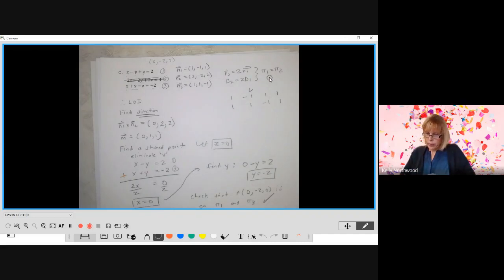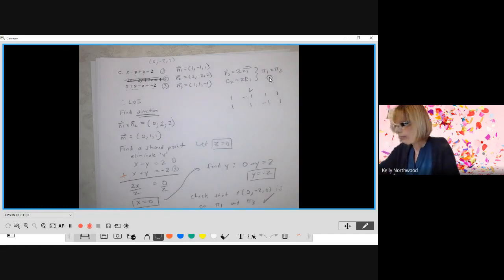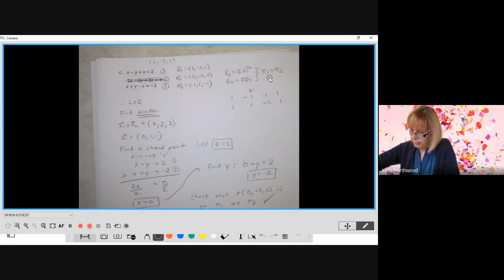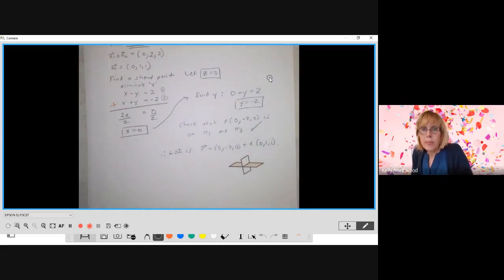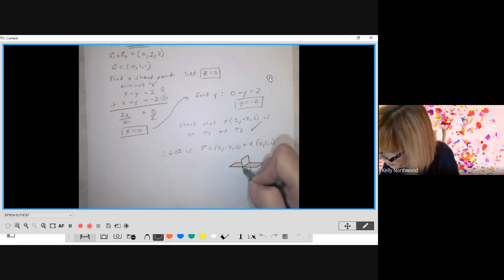So that's going to be the one where it just looks like 2 planes, but it's really 3 because 2 of them coincide. And there's our picture. And our line of intersection is right along here.